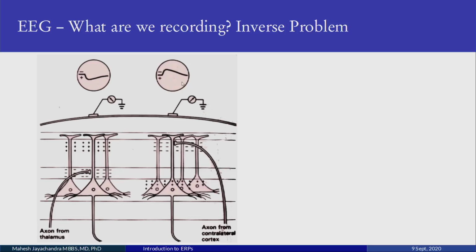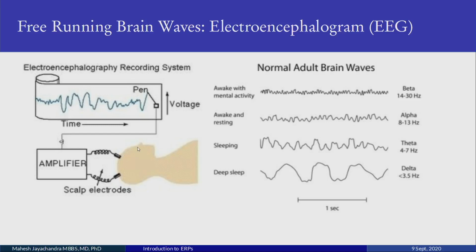Roughly this is what is recorded, and we do not record action potentials. We record postsynaptic potentials, typically excitatory postsynaptic potentials. Action potentials occur, but the scalp acts as a low pass filter. It filters out all the high frequency action potentials, and you only get the low frequencies. So current understanding is that the EEG, ERPs, all the stuff we record on the scalp, is due to postsynaptic potentials.